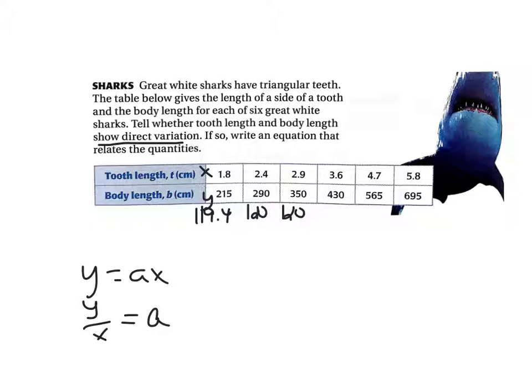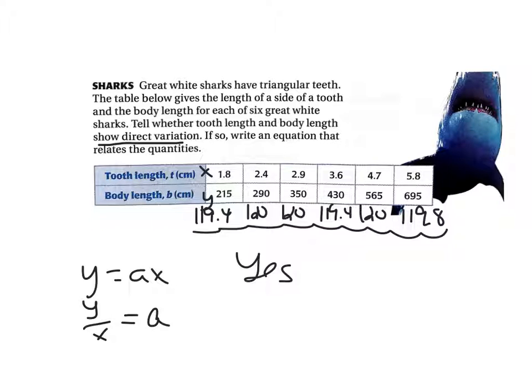Let's go one more, divided by 3.6. That's 119.4 again. So these are really close to each other, which means the constant really looks like a constant. If it wasn't a constant, I'd be getting different values, but constant means it stays the same. One more, divided by 5.8, and I got 119.8. So all those are very close to being the same value, and because they're that close, yes, it is a direct variation. Since our a was about 120, if you find a tooth on the beach, you can multiply its length by 120, and that's how big the shark is. It's 120 times bigger, because that's what our constant was.